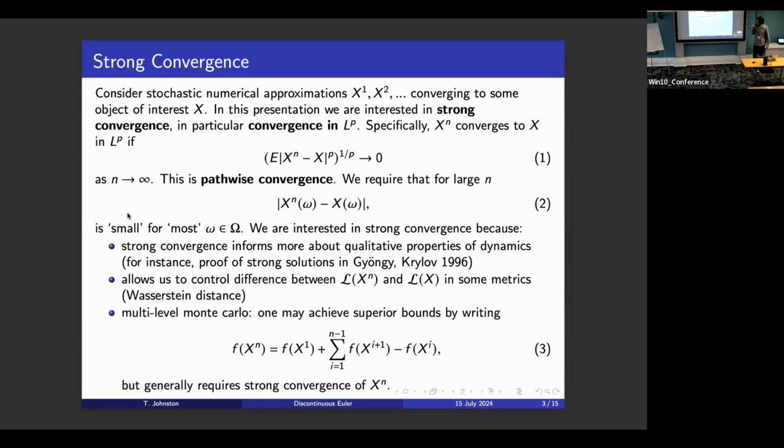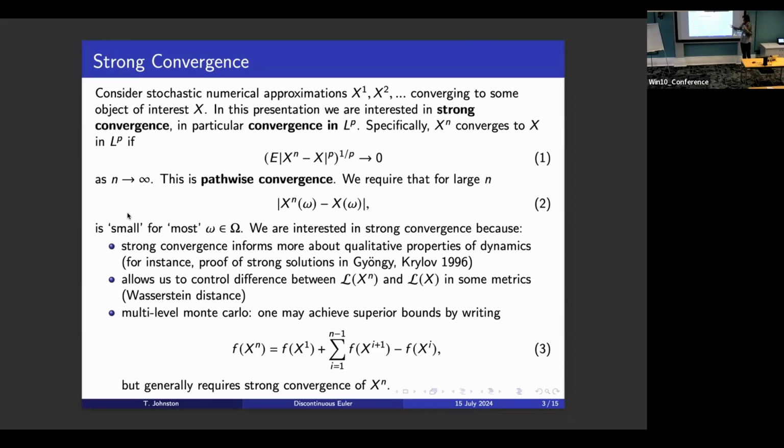However, it's still useful to study strong convergence. In particular, I'll talk about convergence in L^p, which is a form of pathwise convergence, or technically maybe not exactly pathwise convergence. But for these numerical approximations to converge to this continuous time object, one needs that mostly the simulations are close to the continuous time process for most realizations, most trajectories. So we're interested in strong convergence.